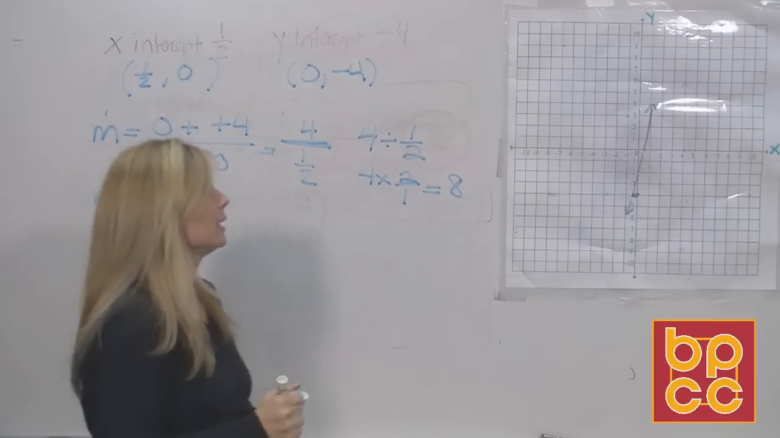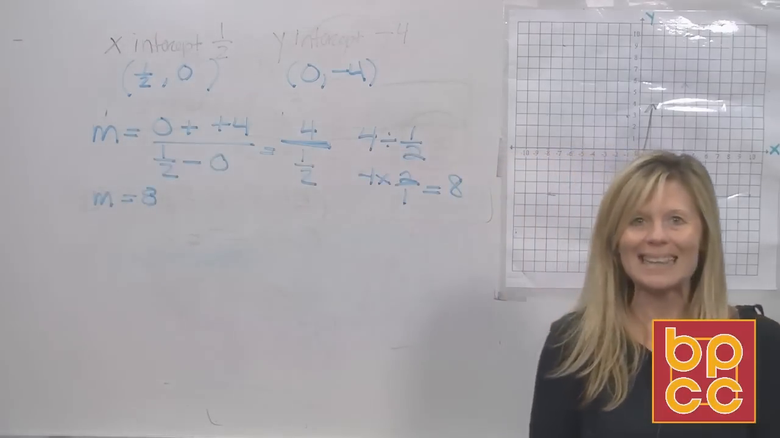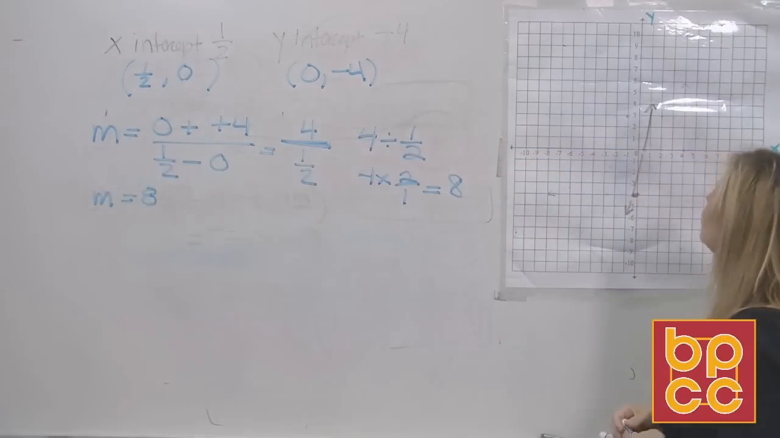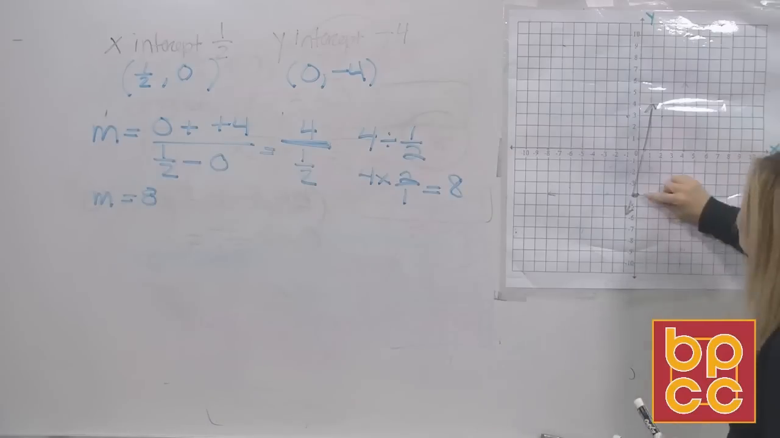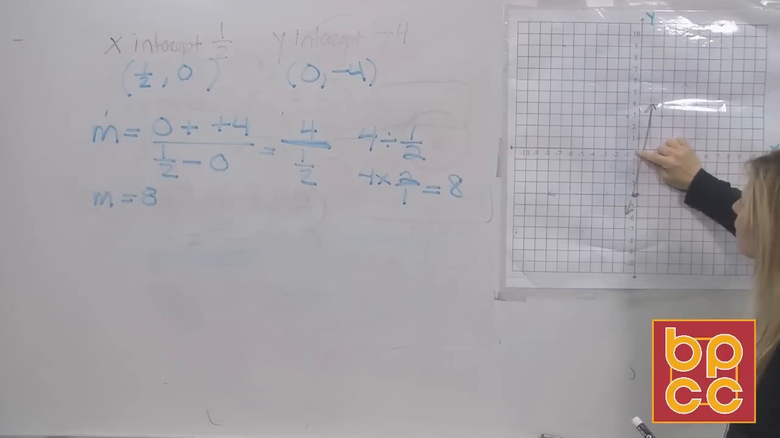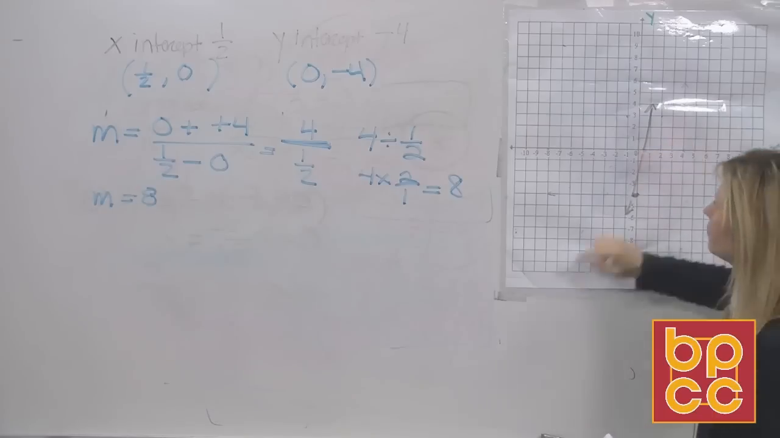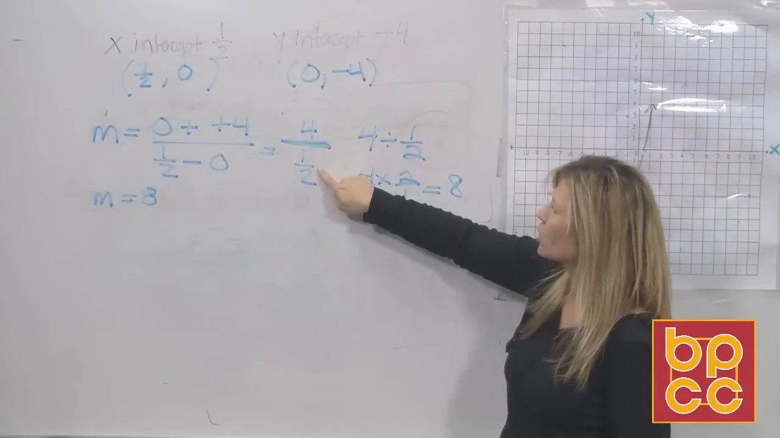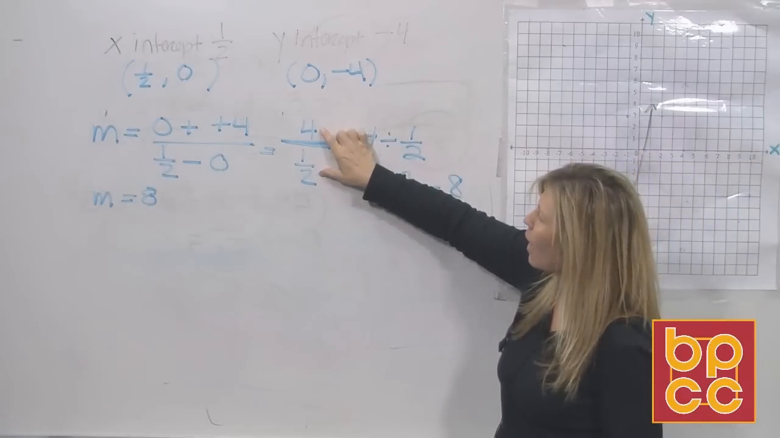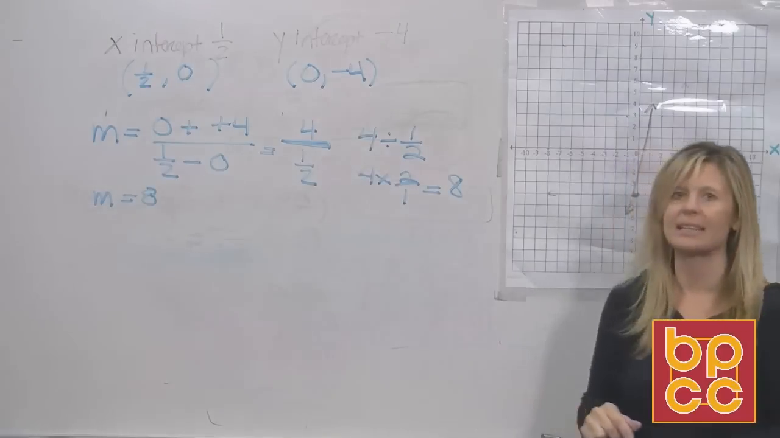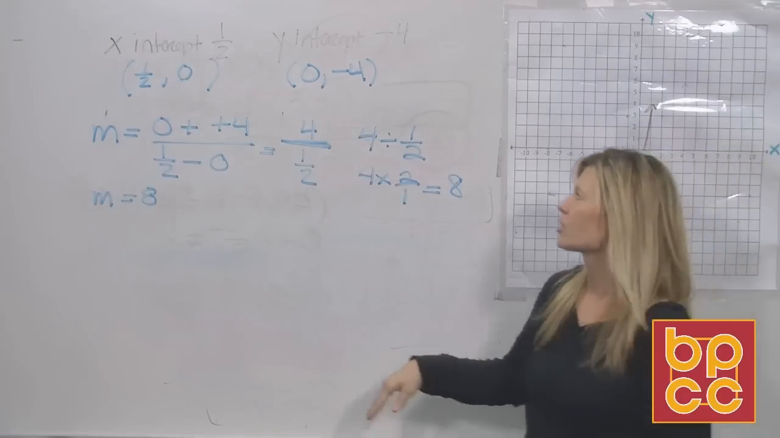Now, if you don't like that, you can use your picture. You would say to go from here to here, I would count up 1, 2, 3, 4, and over 1/2. There's your up 4, there's your over 1/2. I would have got that right away and then did my arithmetic to get the 8. All right, the slope is 8.